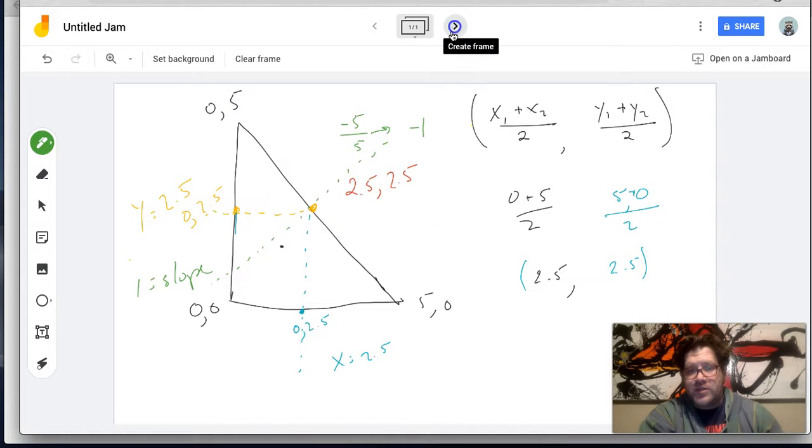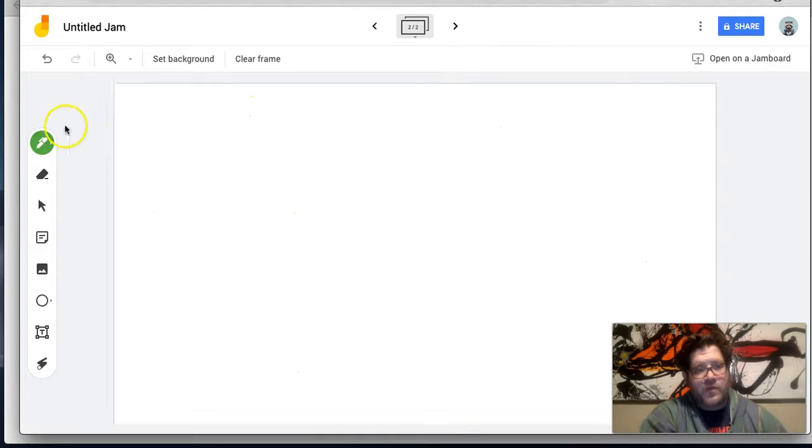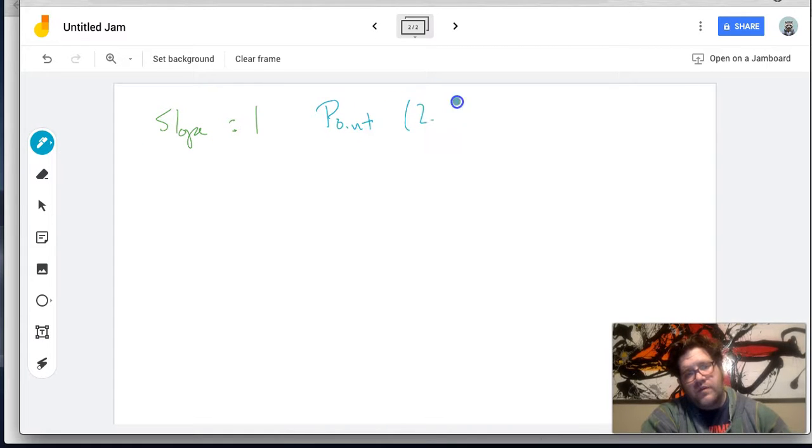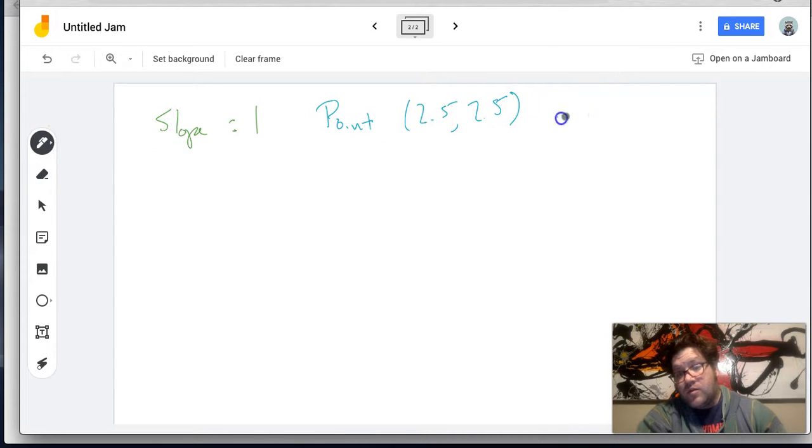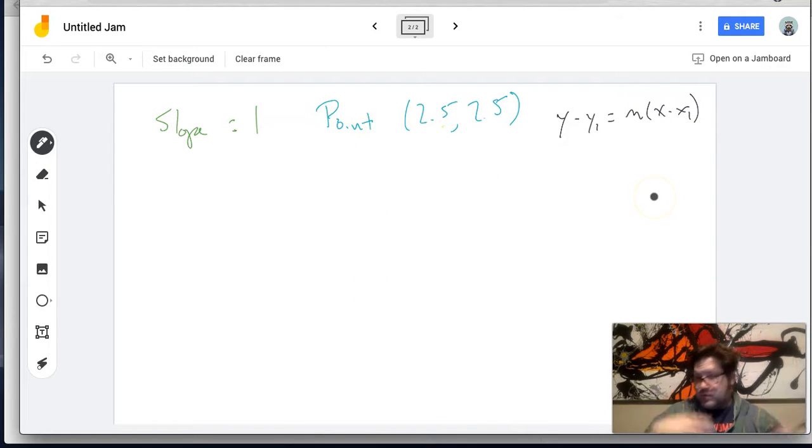So let's go over a new page. Come on, there we go. So I have my slope equals 1. I have a point of 2.5, 2.5. So you can do this two ways. You can do it the way that Ms. Flassati recommends, and a lot of other people recommend, which is the point-slope formula. I hate the point-slope formula. I've told you this before. The point-slope formula is this. y minus y1 equals m times x minus x1. You plug these three numbers into that, solve for y equals mx plus b. Dot. I like y equals mx plus b.